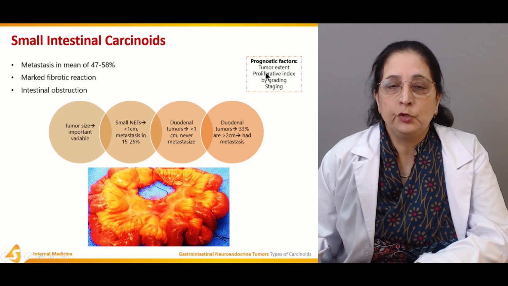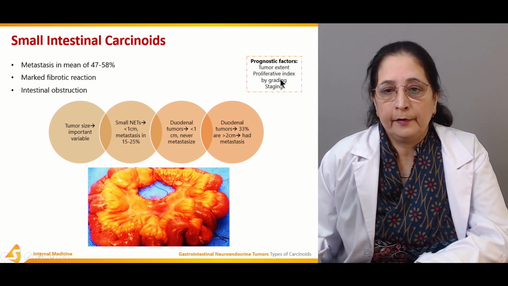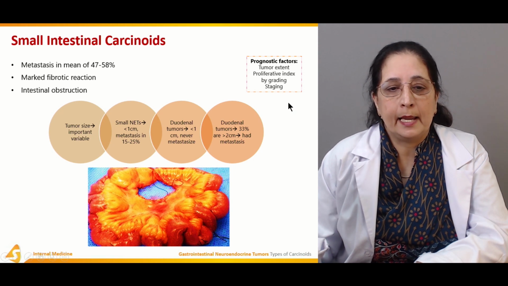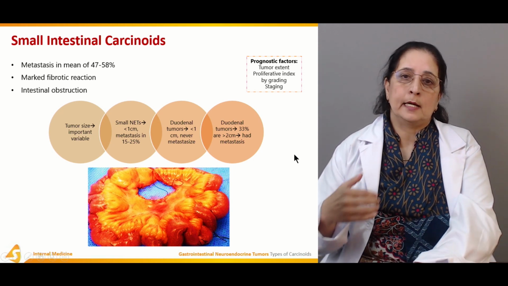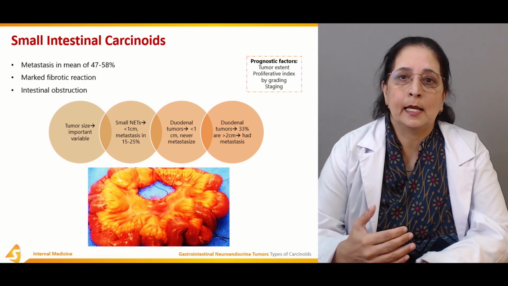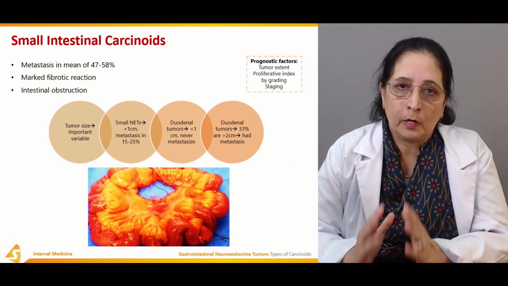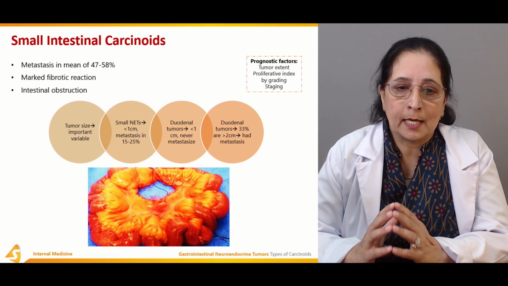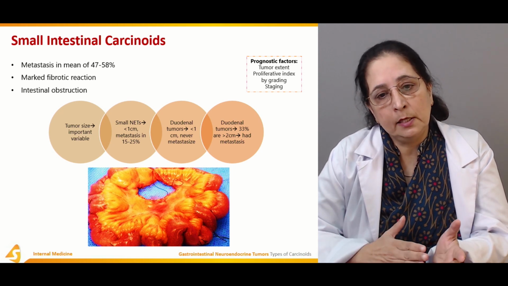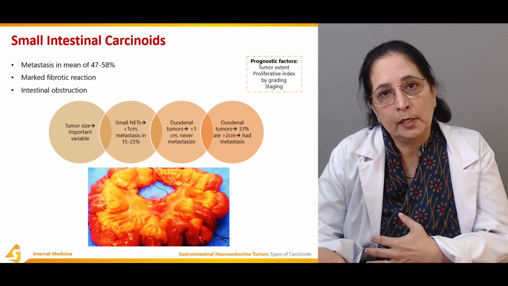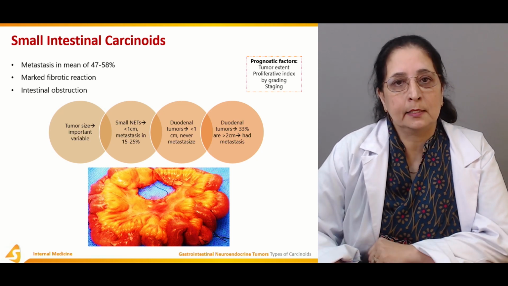Prognostic factors are tumor extent and proliferative index by grading and staging. So that's important about small intestinal carcinoid. An important factor is tumor size. If it's less than 1 centimeter or more than 2 centimeters, metastasis is common.